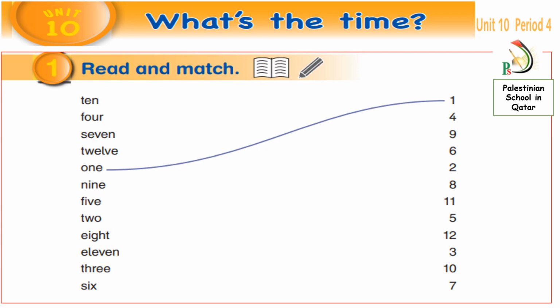Let's move to period 4 in this unit. What's the time? Here, exercise number 1, read and match. Here we want to match the numbers and numbers in words. For example, 1, like this example. Can we match between them? Yes, we can. Please prepare your pencil and start matching with me.